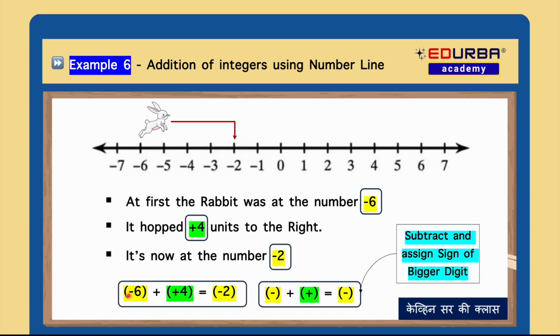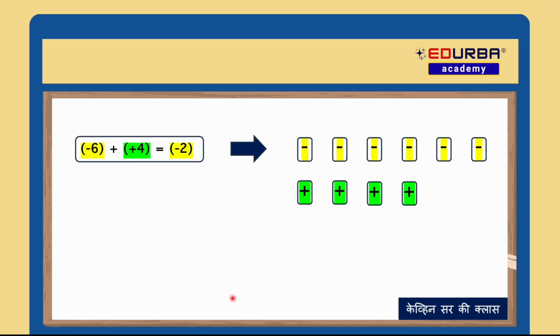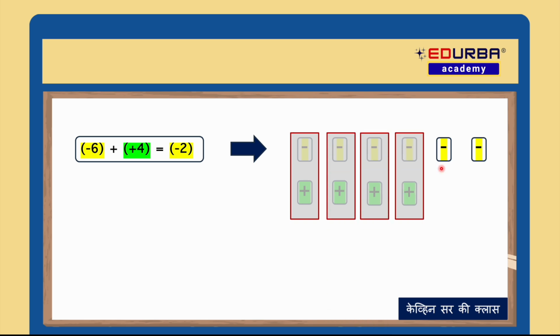Now again, we have 1 minus and 1 plus, and we know the rule. Whenever 1 minus and 1 plus are added, we have to take the sign of the bigger number. So here between 6 and 4, 6 is bigger. So I have to take the minus sign here, and then I have to do subtraction. That means 6 minus 4, which is 2. I can show this with the sign boxes also. We have 6 minuses and 4 plus, and we know that 1 plus and 1 negative will cancel, and then we have 2 negatives left. That is what our answer is.